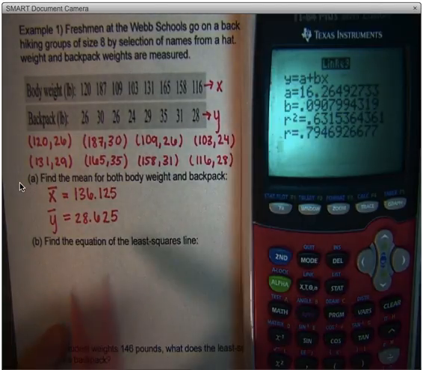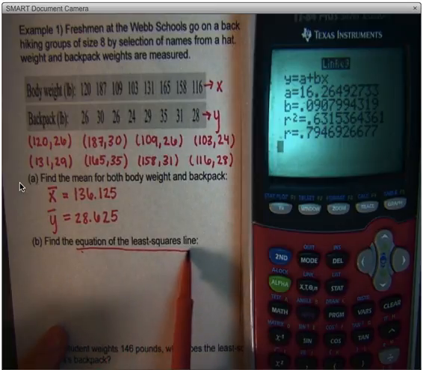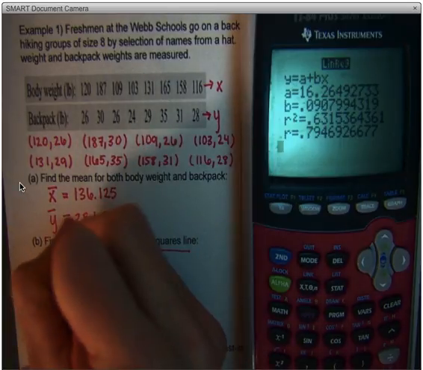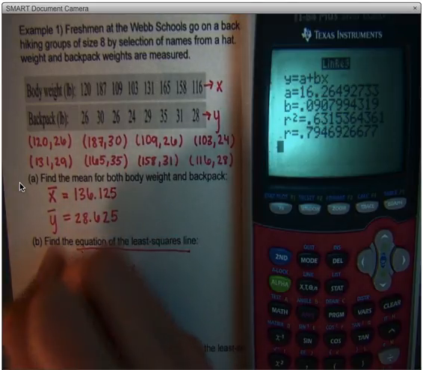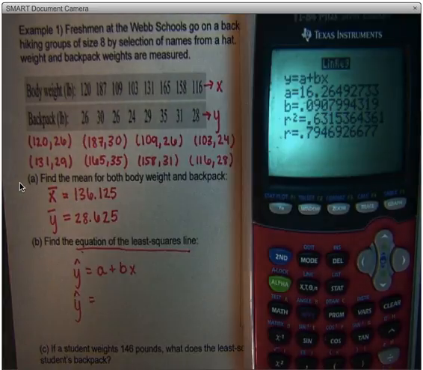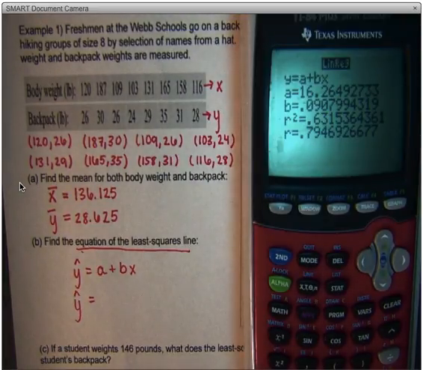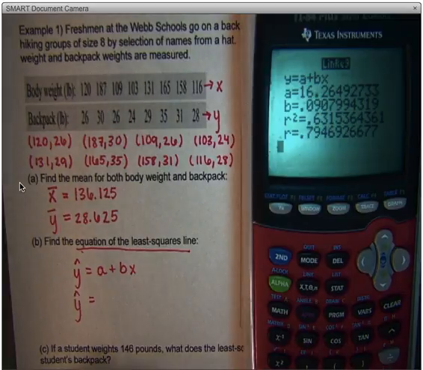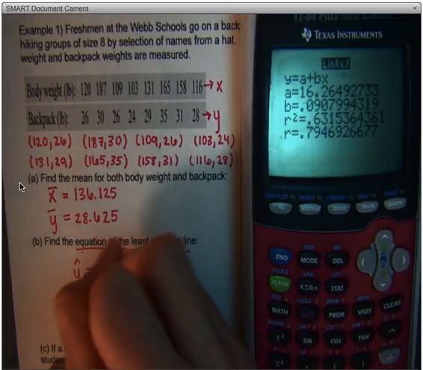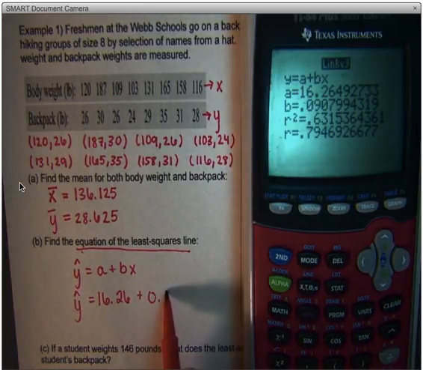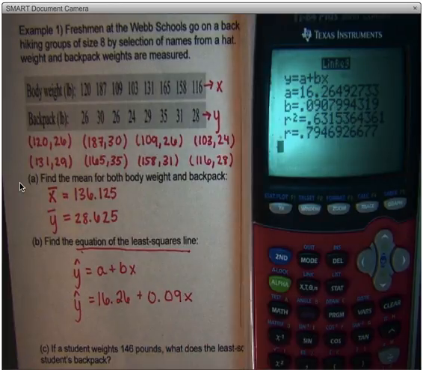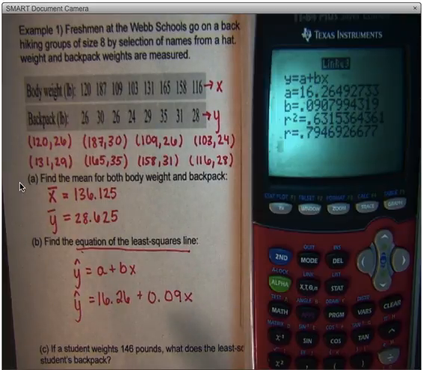So we want the equation for the least squares line. So if you go up above, remember it's Y hat equals A plus BX. So the Y and the X are variables. They're always going to stay in our equations. So A should be about 16.26 plus B should be about 0.09 times X. So this will be the equation for our line.